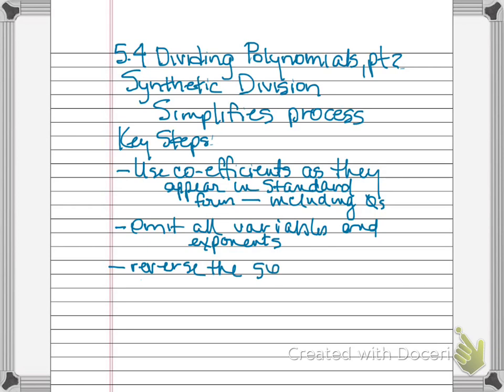We will reverse the sign on factors. If you're given a factor, x minus 2, then you would begin your division process by using 2. If you are asked to find the value when x is 12, then you would just use 12. And we'll go over the difference of these as we go along. But you're going to reverse the sign on your factor, and you're going to use, again, just the constant.